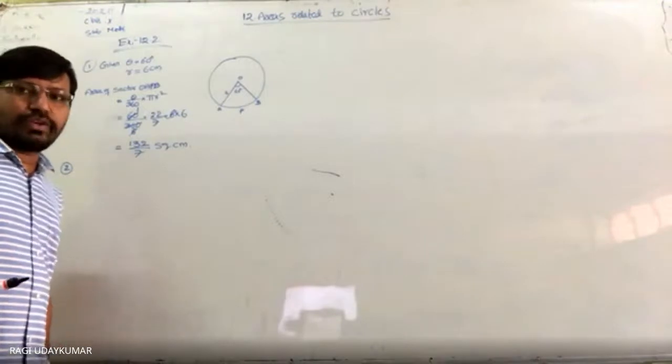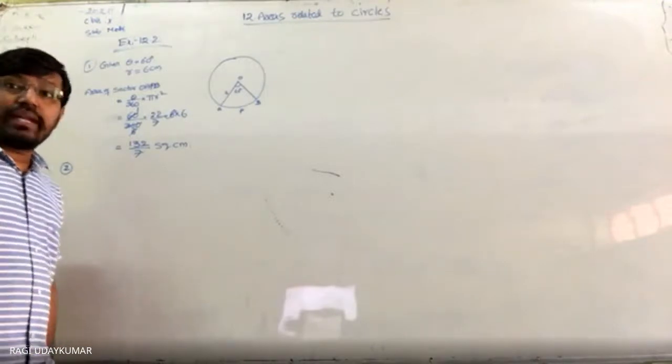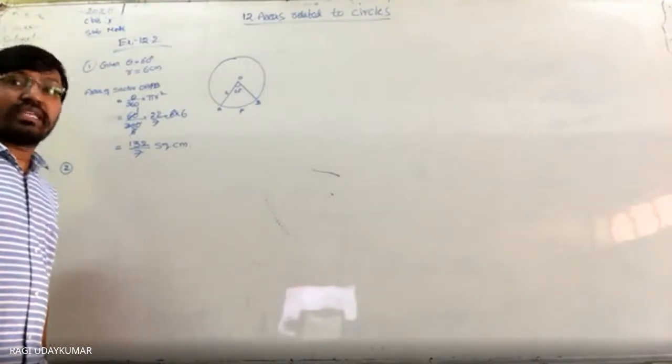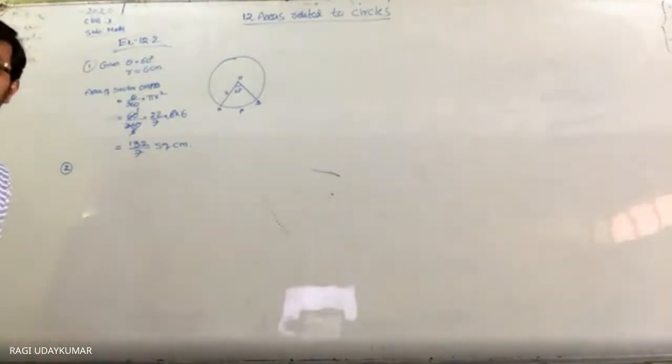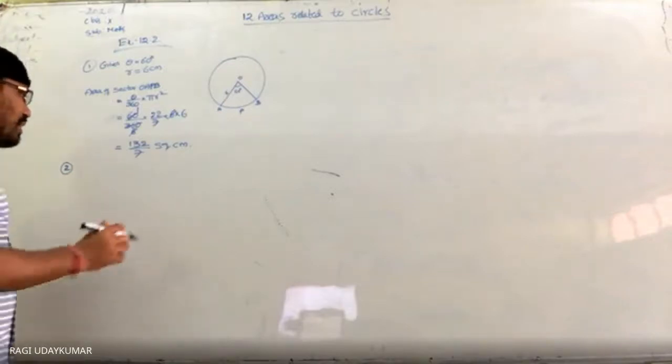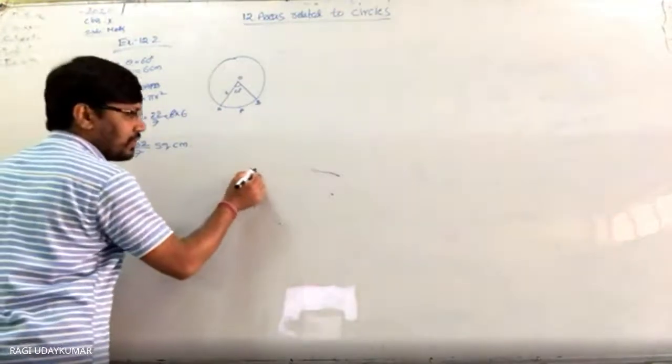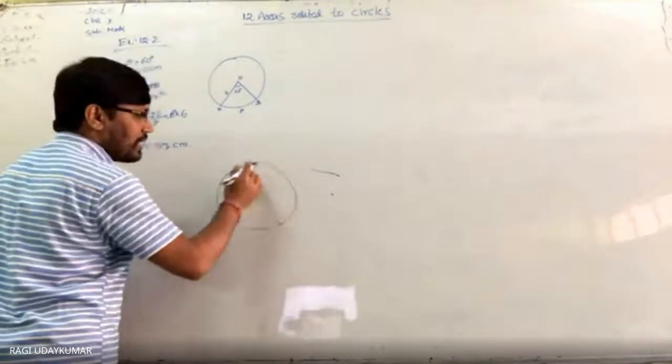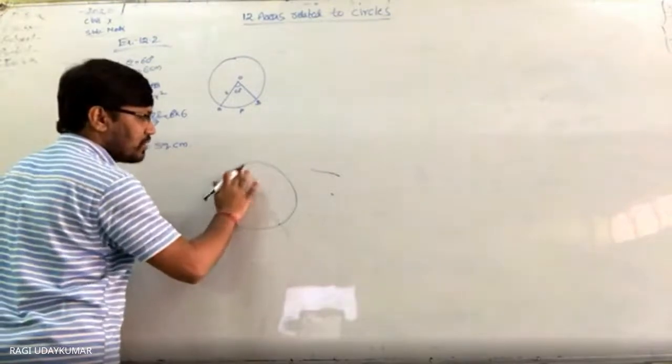Second question is given to you. Find the area of the quadrant of the circle whose circumference is given. Here it is given directly, radius is not given, circumference is given. So area of the quadrant of the circle. What is meant by quadrant of the circle? Anyone knows?